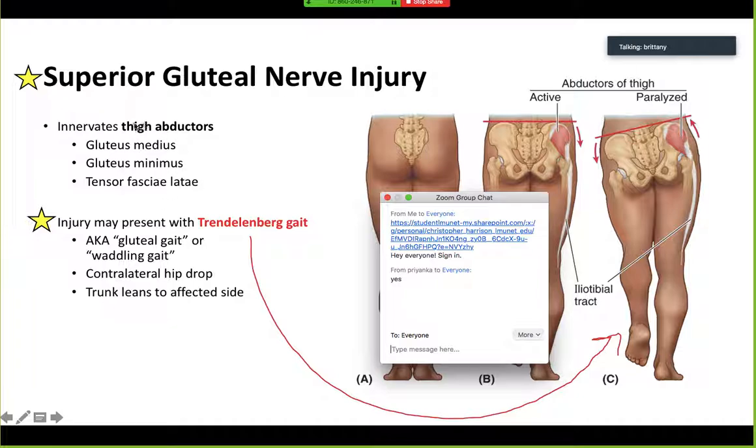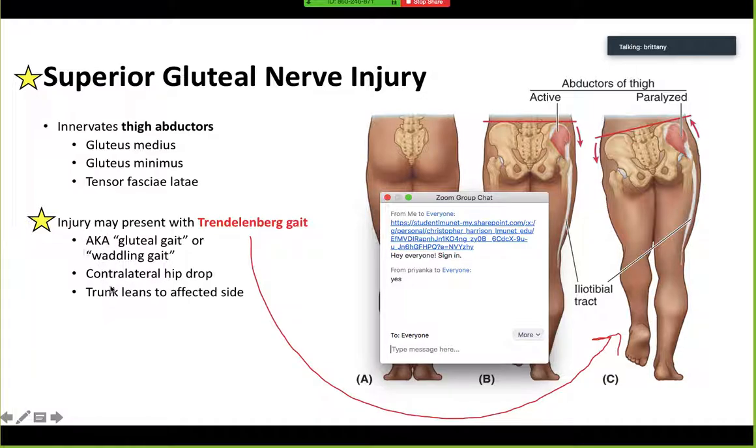muscles are being affected. So you want to know that the superior gluteal nerve innervates the gluteus medius, minimus, and the TFL. And then if you have an injury to this nerve, your patient is going to present with what's known as a Trendelenburg gait. So this is what they call a buzzword, they're not going to use this word in a question stem. Instead, they're going to describe how the gait presents.